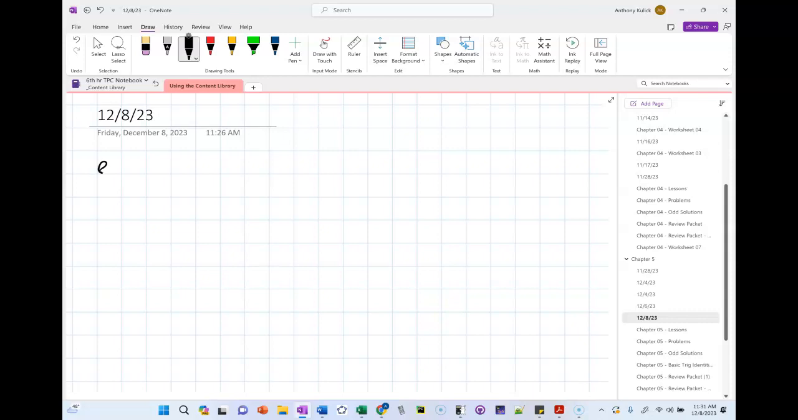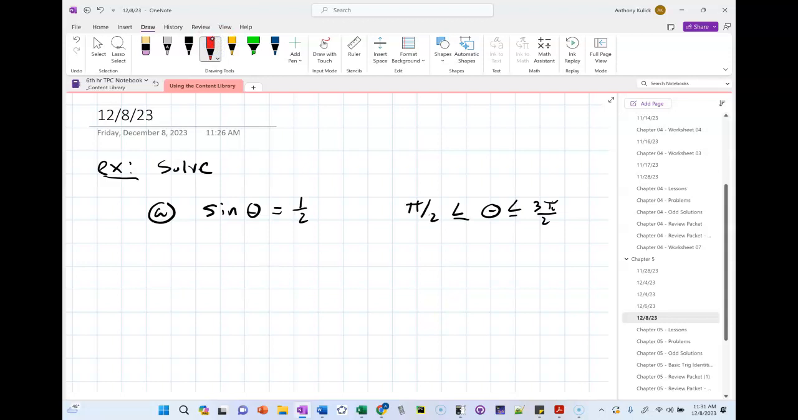So prior to this, we had asked you to do things like solve sine theta equals 1/2, where theta is between pi over 2 and 3 pi over 2, right? So what you went and did is you went to the unit circle, you went to look for where y is equal to 1/2, and you looked in this area.